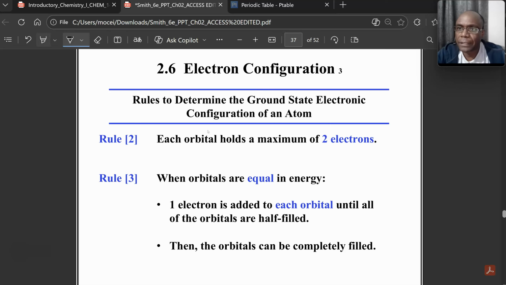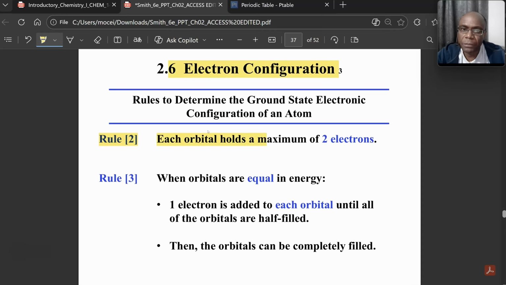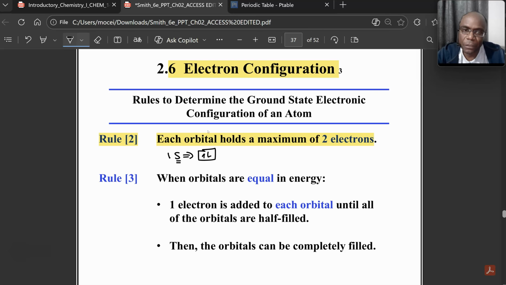Now that was rule 1. Let's talk about rule 2 of electronic configuration. Rule 2 is that each orbital holds a maximum of 2 electrons. You know that. I told you that anytime you're having an s, or one s, it's just going to take the 2 electrons.